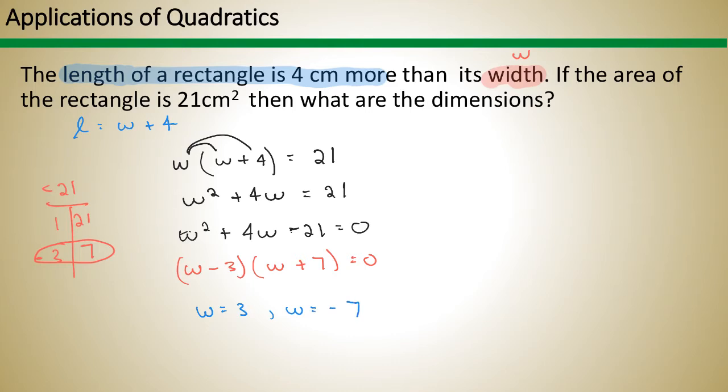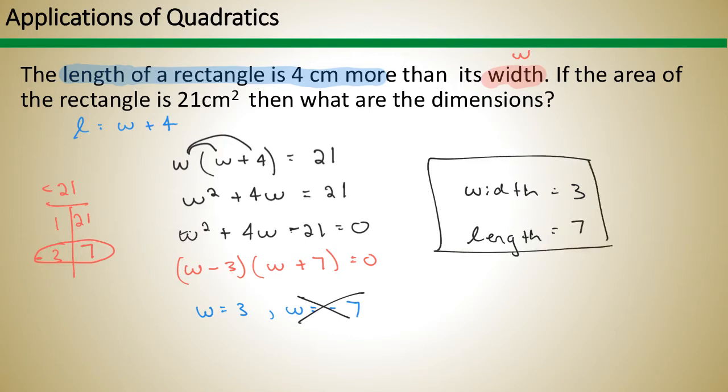So I have two different answers here. But thinking about the actual problem, is it possible for the width of this rectangle to be negative? No, it's not. So we're going to throw out this negative answer because it makes no sense here. We cannot have a negative width. So the width of this rectangle is 3, and if our length is 4 more than that, then the length is 7. So those are the dimensions of this rectangle.